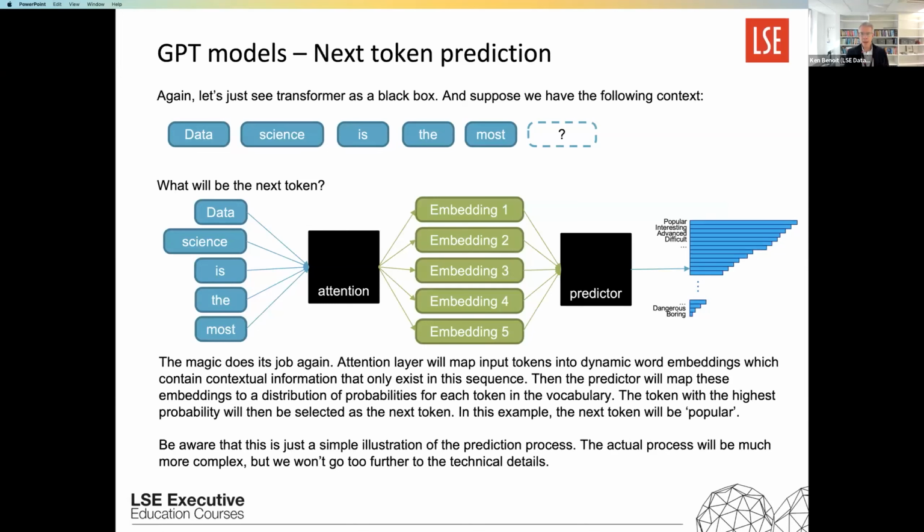And the attention layer maps the input tokens into what are called dynamic word embeddings. Since about 2014, we've had static word embeddings, which represent words as a vector of numbers that occur across dimensions, maybe hundreds of dimensions. And that is able to locate words within a semantic numerical context meaning so that we can figure out which words are related to one another because of their vector representations.